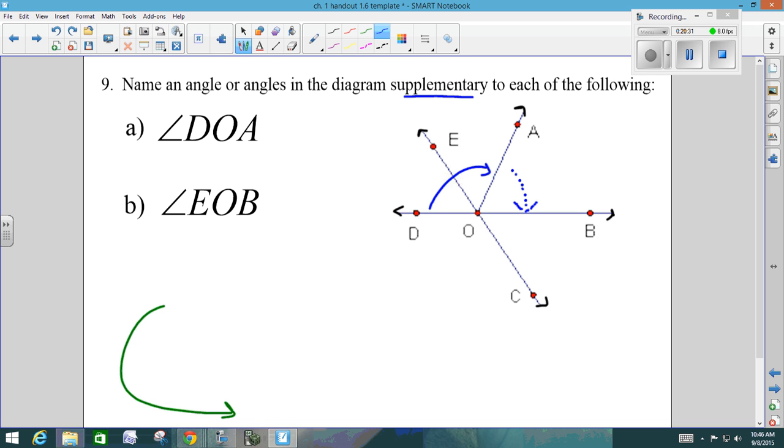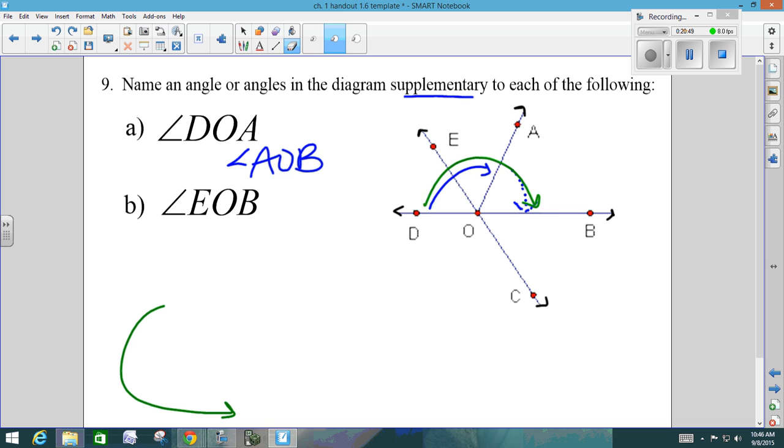Would that one make a line? What angle is that? Okay, does that make sense? How I can go from start to finish and create that line then? Okay, good. So angle AOB would be supplementary to DOA. I don't think there's any other ones.